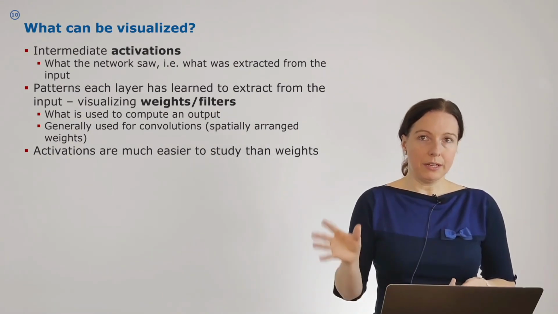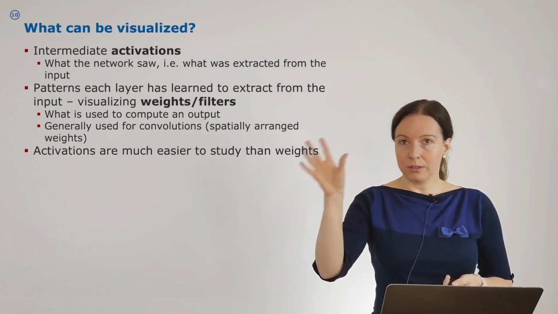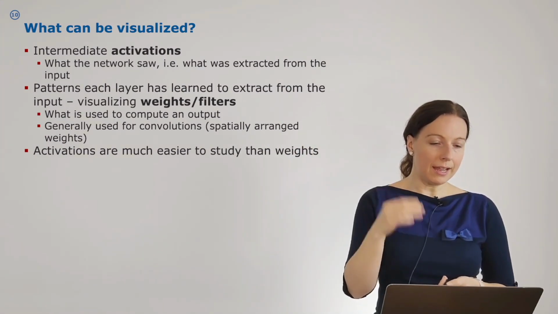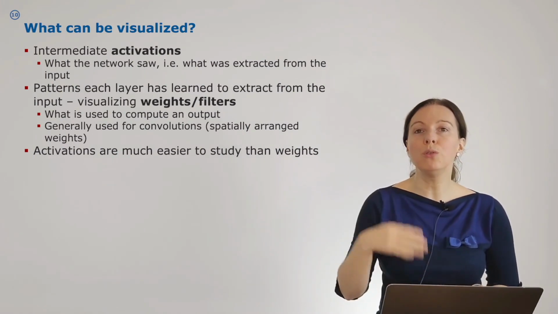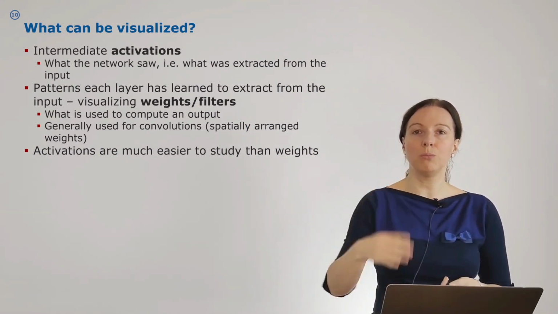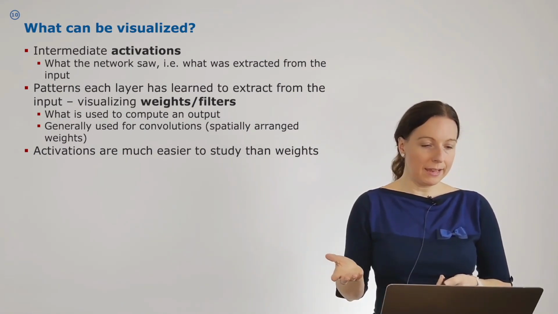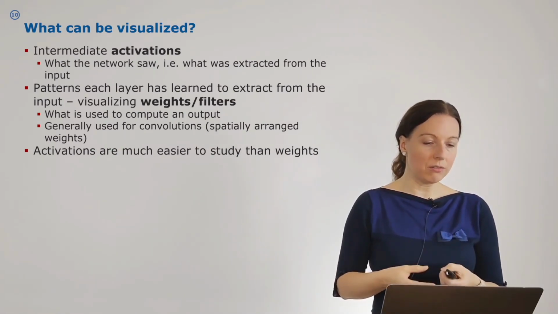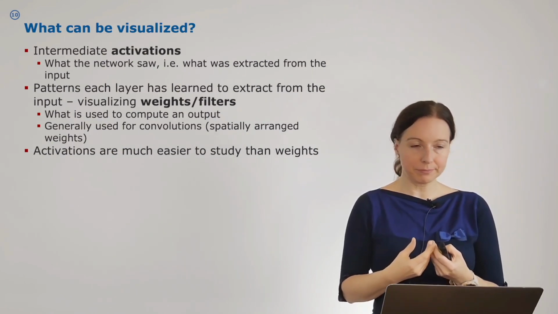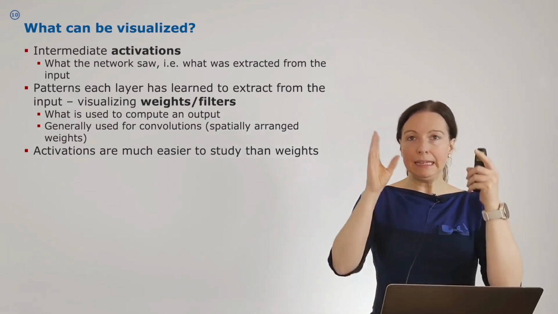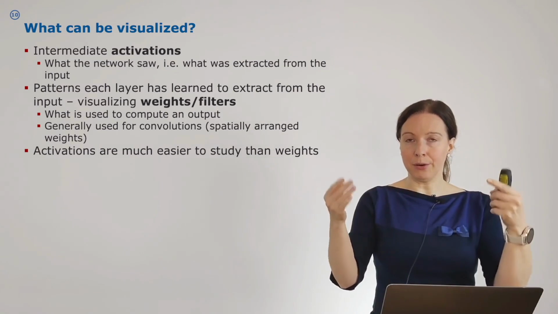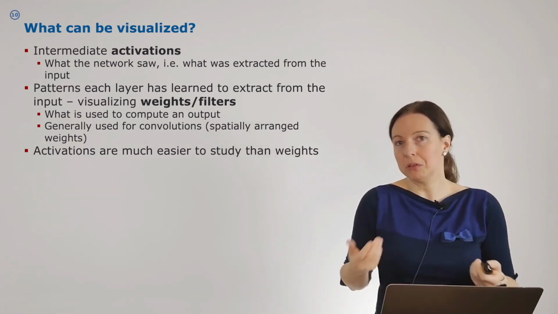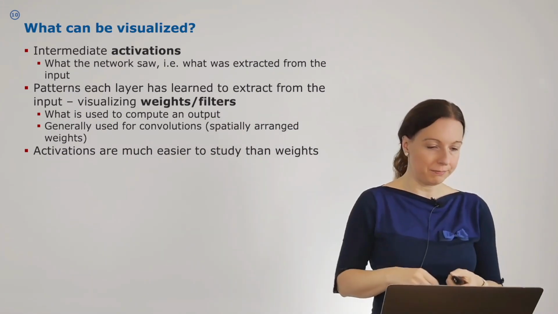It's a little bit different, the weights and the activations. The weights are actually what is used to compute an output, so what is used to compute the activations. This visualization of weights and filters is generally used for convolutions, because here the filters are learned. These filters are weights and they are spatially arranged, so that's nice for visualization.